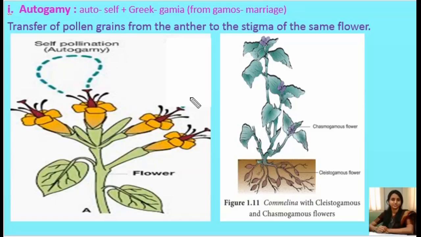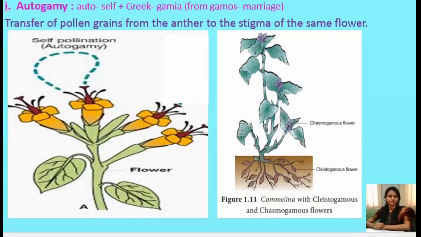Then the second condition is that the anther and stigma should lie close to one another so that it is very easy for the transfer of pollen grains from anther to the stigma. The third condition is that some of the plants produce two types of flowers. One is chasmogamous flowers, and the second one is cleistogamous flowers.